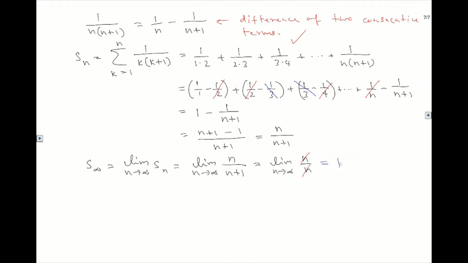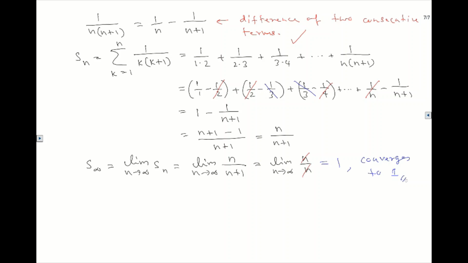But you can also use the calculus 1 technique. You can divide the top and bottom by n, but we don't want to do that anymore. That's in calc 1. Now we only need to consider the largest term of the numerator and the denominator. Good. So you can see that it simply converges to 1. So that is the infinite sum of the series. If you add such terms infinitely, you simply end up getting 1.